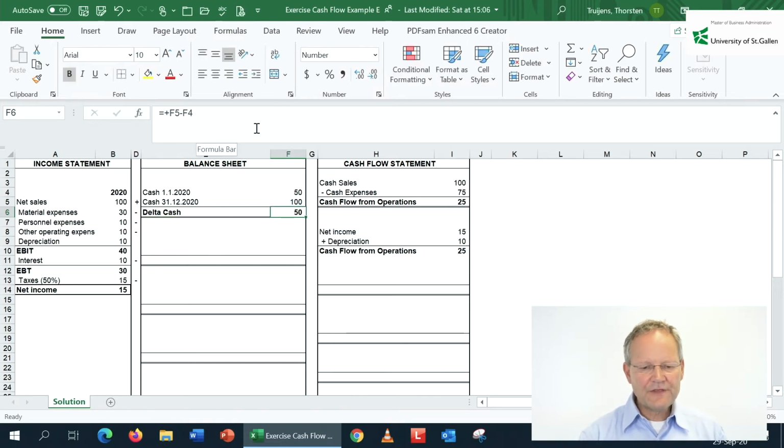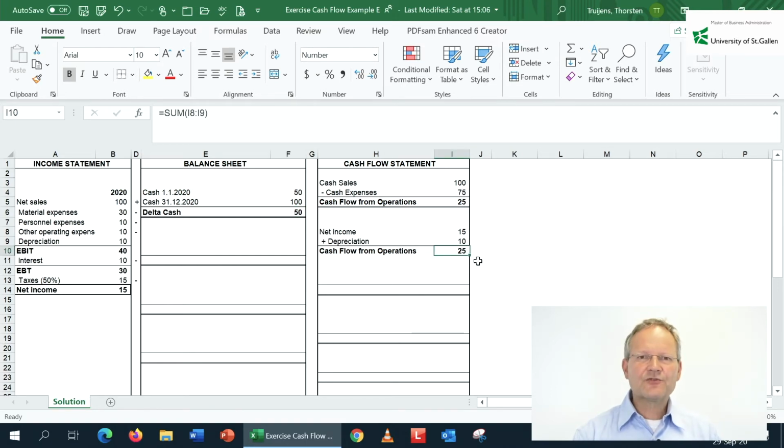This 50 euros here is written in stone for me. It is a very important data point to find out how the company has been doing. And what is a cash flow statement supposed to do? It's supposed to explain down to the last cent how come cash has increased or decreased in a given period. So we have found now the first explanation.